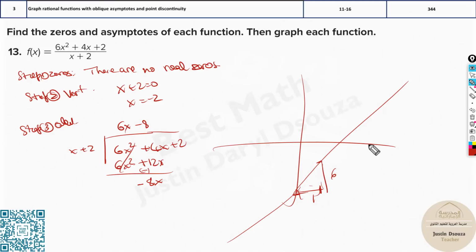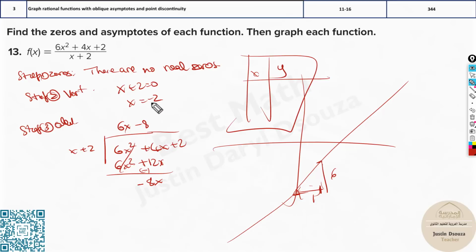So that is the concept. So that is the thing. But another thing, table of values, very important. Table of values over here, x and y. So what is the x value in the middle? It's minus 2. So take values such as minus 3, minus 4, minus 5. And over here, you can take it as minus 1, 0, and 1. So that's how we graph it.